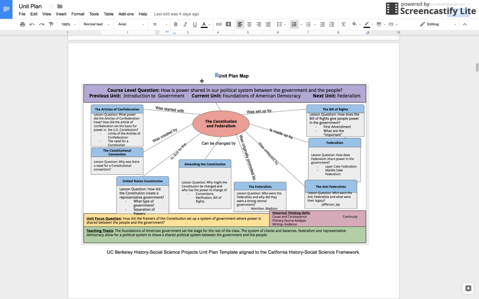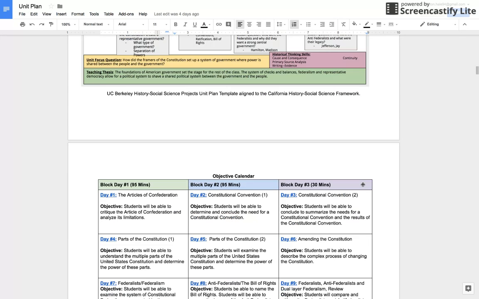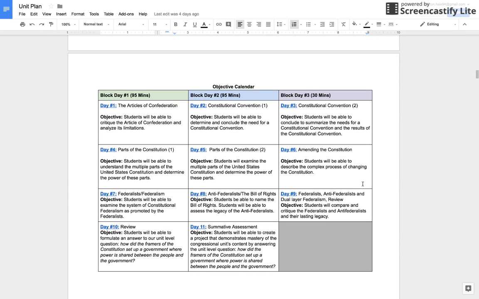Our unit level question, which is underneath our course level question, is: how did the framers of the Constitution set up a government where power is shared between the people and the government? And then we branch out into various lesson level questions that we'll be getting to in just a bit. So we're going to continue to scroll down.